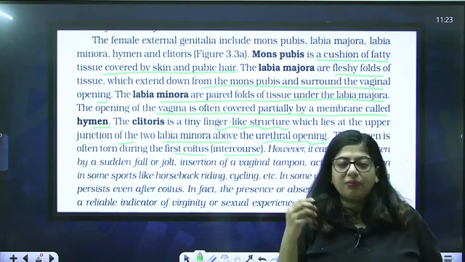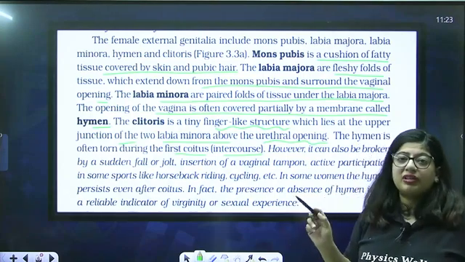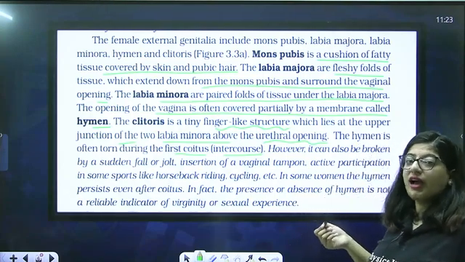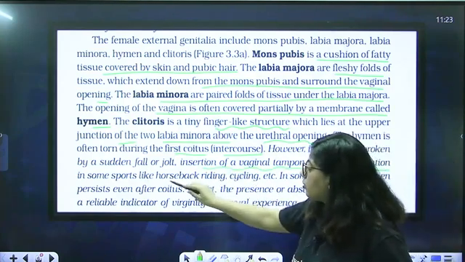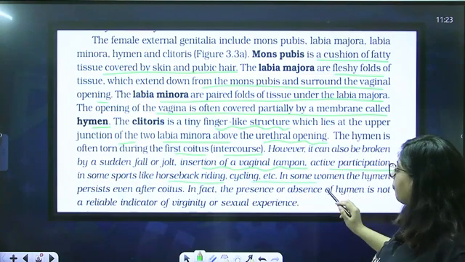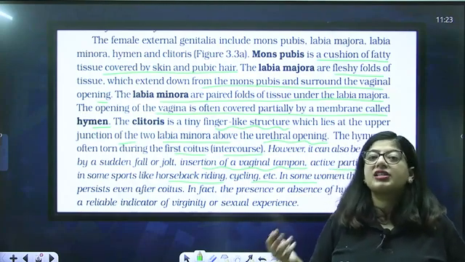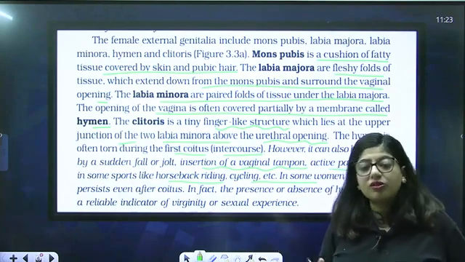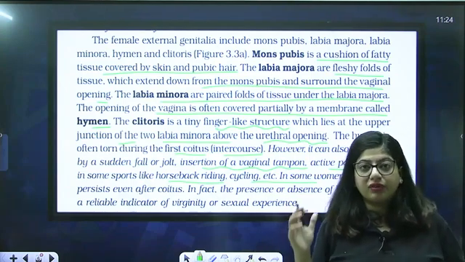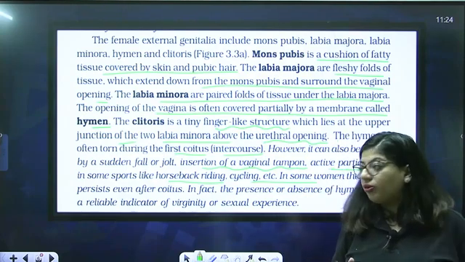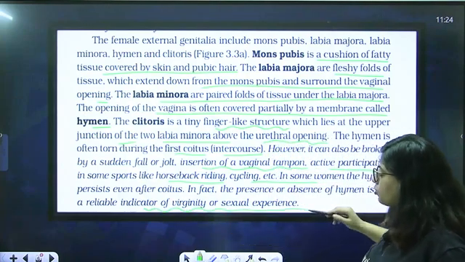So as I have told you, it can be broken down by sexual intercourse, but it is not for sure. It does not tell whether a female is a virgin or not, because maybe the female's hymen has broken down because she has used a vaginal tampon, or through active participation in horseback riding, cycling and something. In some women, the hymen persists even after coitus. So how can you tell whether she has had intercourse or not? In some females, it can also be formed again after intercourse, right? For example, she has done it once and she has not done it afterward for many times. So it can again be formed, okay? In fact, the presence or absence of hymen is not a reliable indicator of virginity or sexual experience.